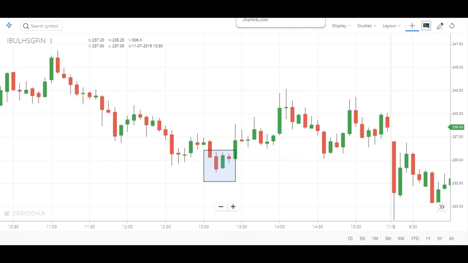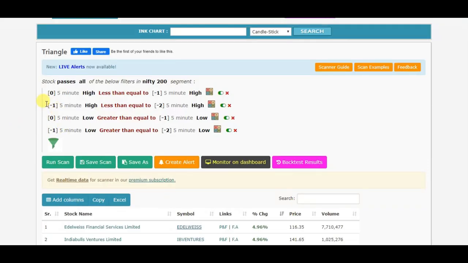For that I have created one scanner in Chartink. This is the scanner. If you want it, then I'll put this scanner in the description of this video. You can copy the scanner from there. So this is a very good intraday strategy, and the accuracy of this strategy is almost 90 to 95%.